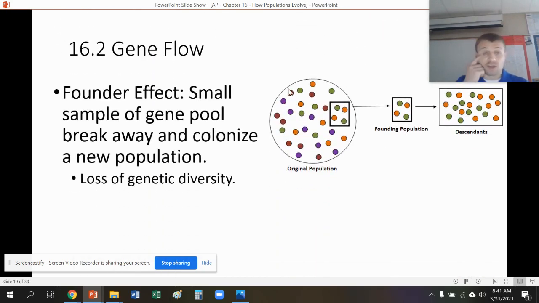Another example of gene flow is the founder effect, where you have a small population founding the next population. You can see here, there's a lot of genetic diversity, but the new population is only going to be a small portion of that, and you're not going to get much of that original population's diversity.